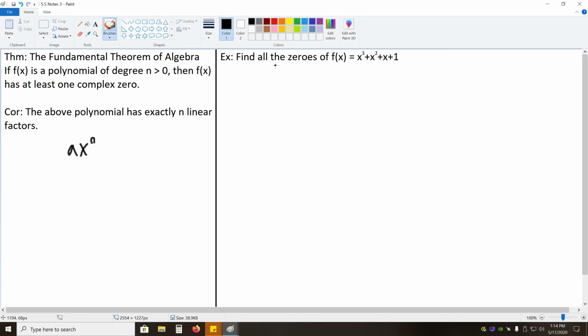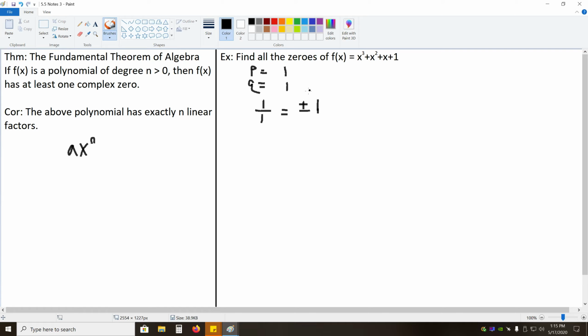So we want to find all the zeros of f of x equals x cubed plus x squared plus x plus 1. The first thing we should start with is finding all of the rational zeros. So to find our rational zeros, we need to find p and q. In this case, p is 1 and q is 1. So the factors of 1 and 1 are just 1 and 1. So when you divide 1 by 1, the only choices we end up getting here are plus or minus 1. These are the only two possible zeros that could come up in this problem.